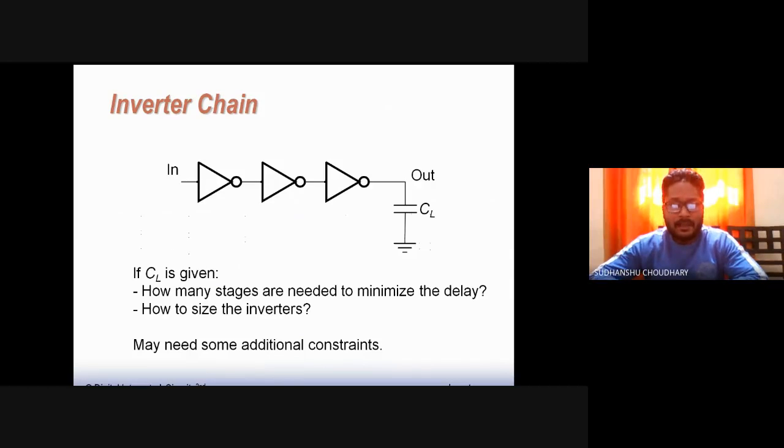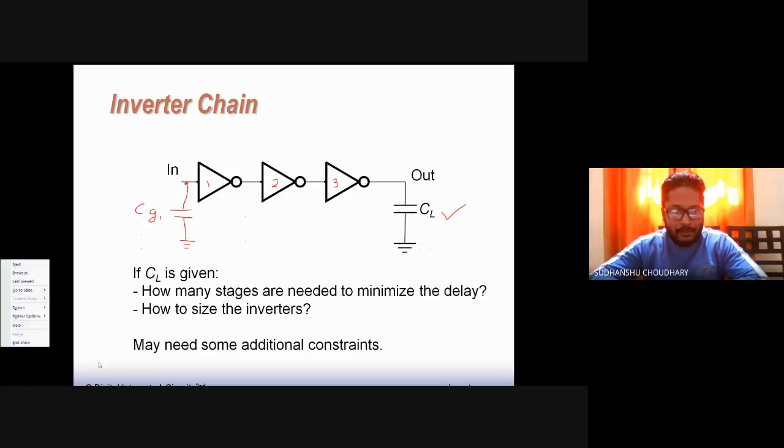Now let us apply the same concept to this inverter chain, and we assume that in this inverter chain we are given this CL. CL is given to us, and we are also given the input capacitance of this first stage, that is CG1, is also given to us. So this is inverter number 1, this is 2, and this is 3. So let us apply this.